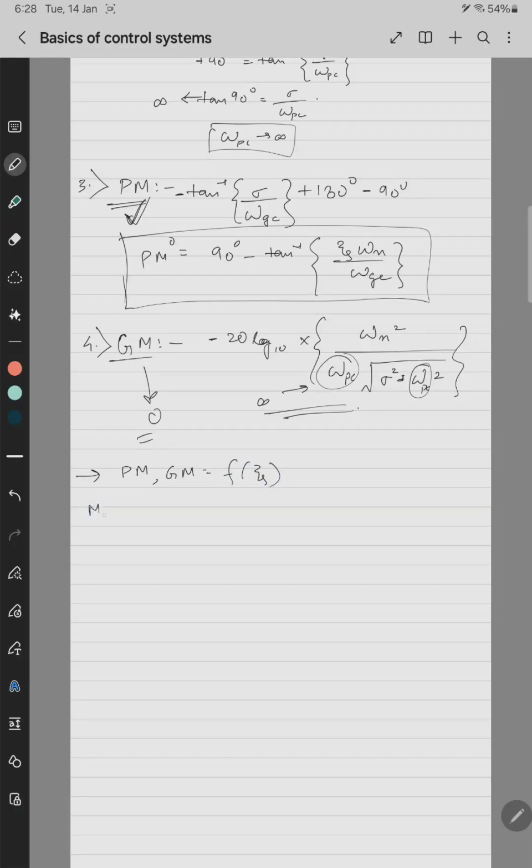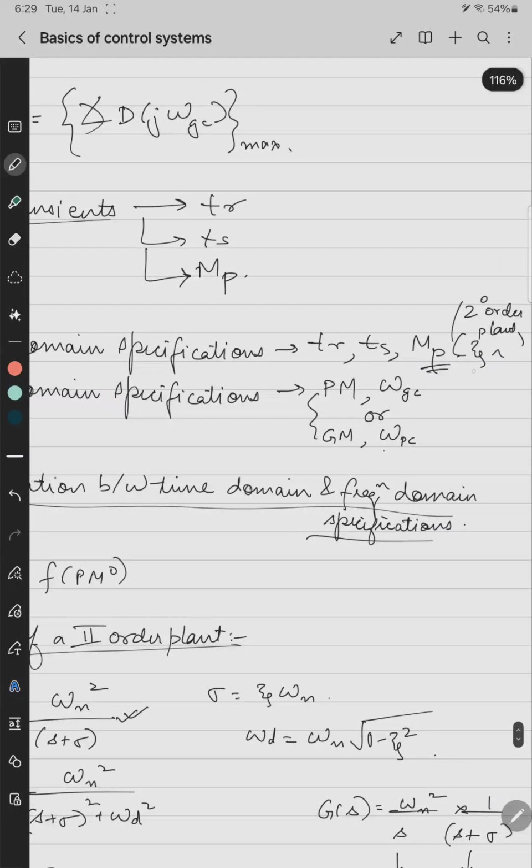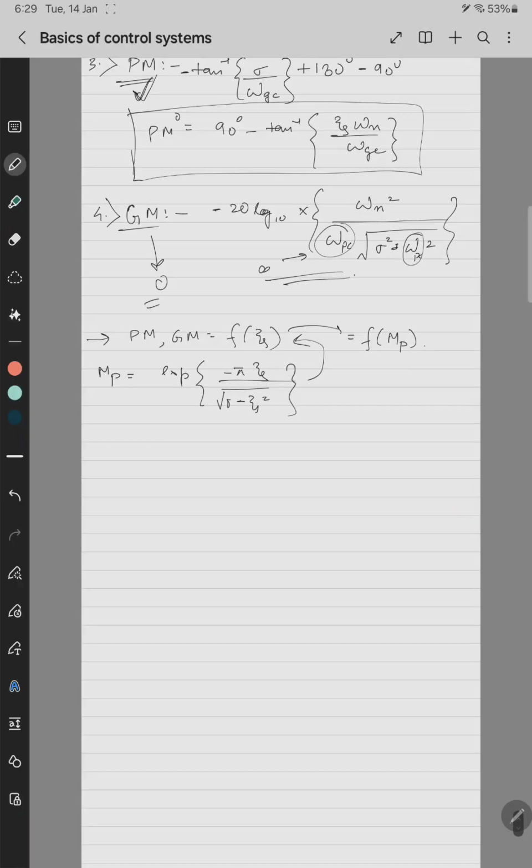Okay, but the overshoot is exponential of minus pi zeta by under root of 1 minus zeta square. So if you substitute here, they will also become a function of overshoot, because overshoot is a time domain specification. So we have related the gain margin and phase margin with the overshoot, and similarly we can relate with the rise time and settling time. For rise time and settling time we should do the closed loop response. Here we are doing only the loop transfer function or only the plant.